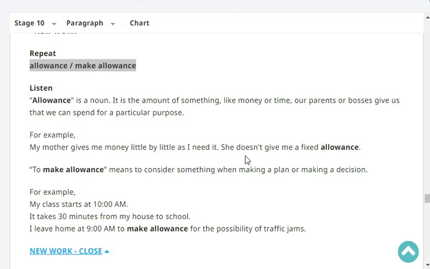She doesn't give me a fixed allowance. To make allowance means to consider something when making a plan or making a decision. For example, my class starts at 10 a.m. It takes 30 minutes from my house to school. I leave home at 9 a.m. to make allowance for the possibility of traffic jams.